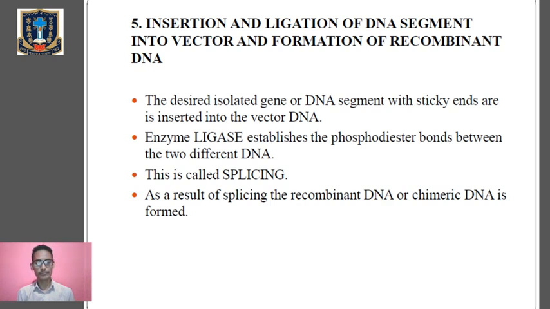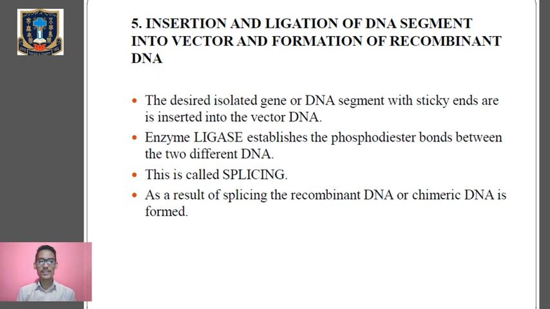First of all, we will isolate the gene of interest from the foreign DNA, cutting it with the restriction endonuclease enzyme to get sticky ends, and we will insert that foreign DNA having the gene of interest into the vector DNA. Remember, both the vector DNA and the foreign DNA need to be cut by the same restriction endonuclease enzyme.